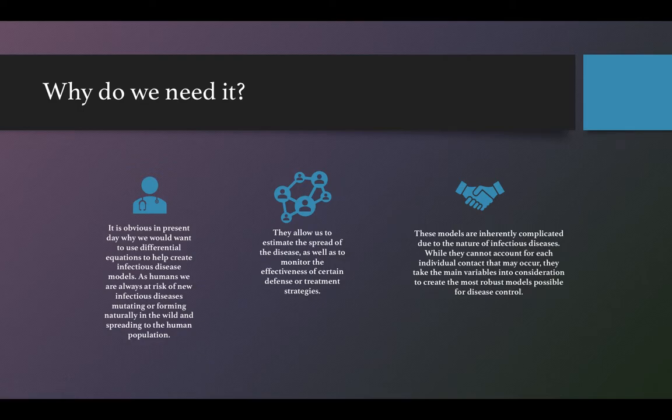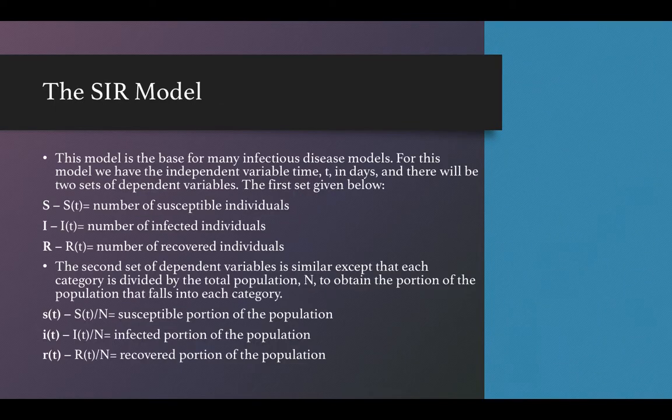These models are inherently complicated due to the nature of infectious diseases. While they cannot account for each individual contact that may occur, they take the main variables into consideration to create the most robust models possible for disease control. So this is going to be called the SIR model. This is the standard base for many infectious disease models.